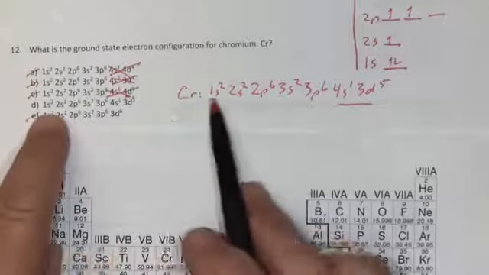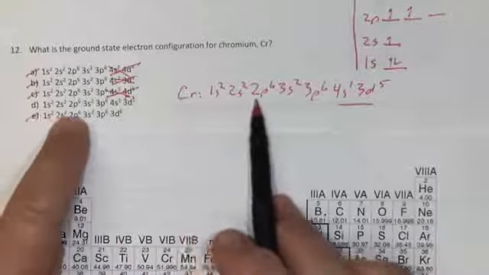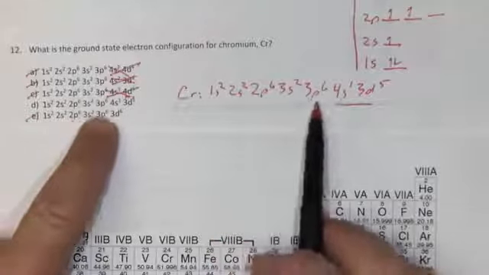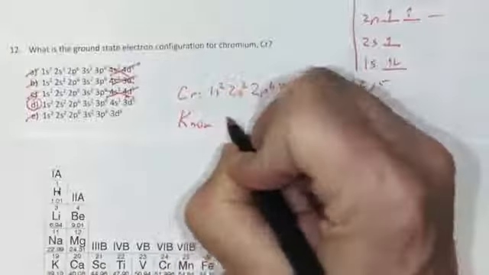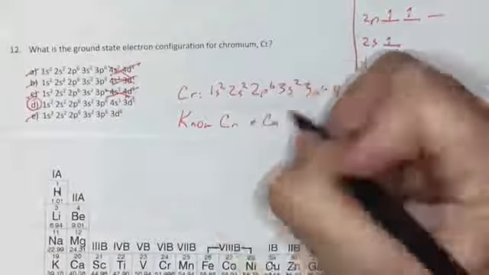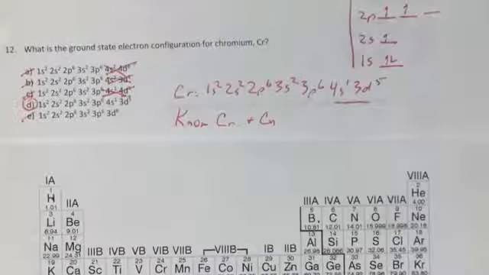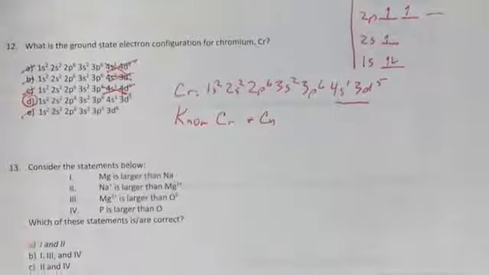Let's check and see if this is correct. 1s2, 2s2, 2p6, 3s2, 3p6, 4s1, 3d5, and D is correct. So be sure that you know chromium and copper, because they are exceptions to the normal order of filling.